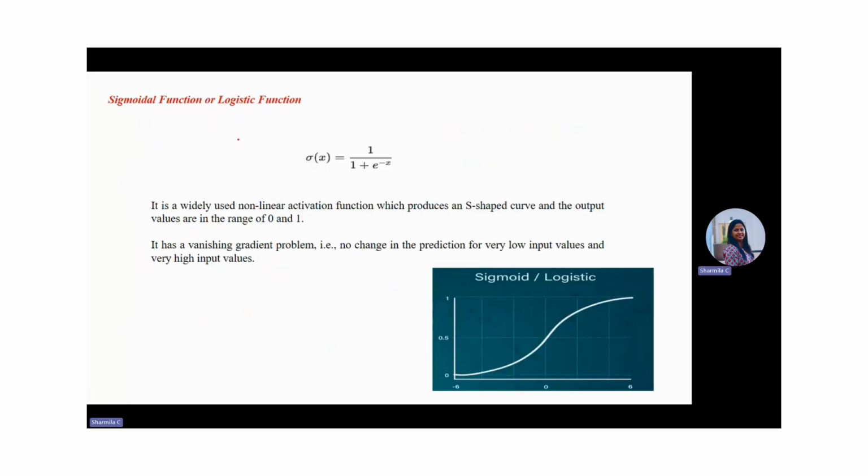Going to the next ones, all the activation functions we are going to look into hereafter are non-linear functions. We have the first one, the sigmoidal function or the logistic function. This is something like an S-shaped curve. You can see the graph here. The formula is sigma of x, or f of x, equals 1 divided by 1 plus e to the power of -x. This is a widely used non-linear activation function which produces an S-shaped curve, and the output values are in the range of 0 to 1.